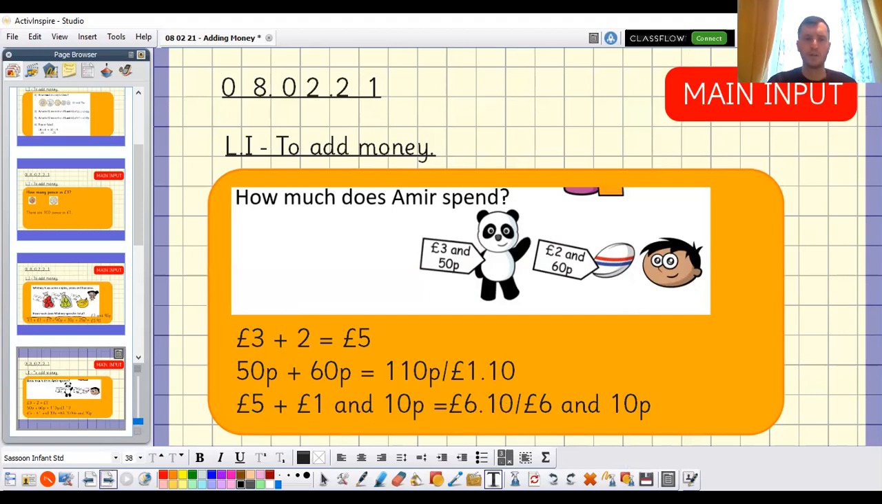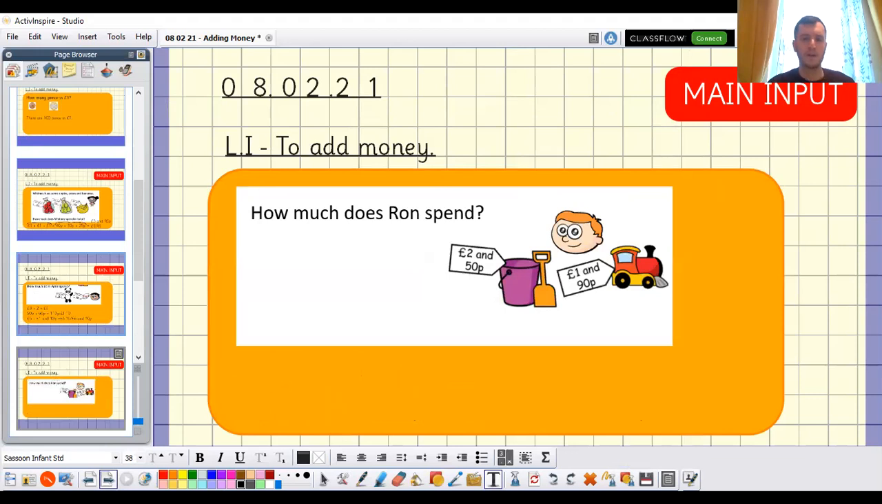Let's look at one more example, to hopefully make that a little bit clearer. And if you're feeling confident, maybe you can have a go at this example, jotting it down on pen and paper. Otherwise, let's look at it together. So once again, what am I going to start with? Am I going to start with my pounds? Am I going to start with my pence? Let's go with our pounds.